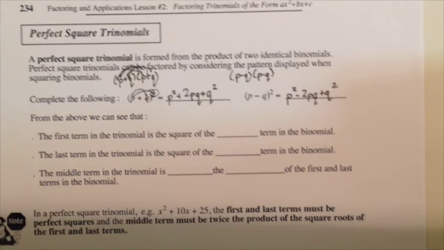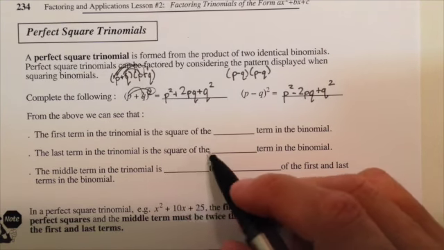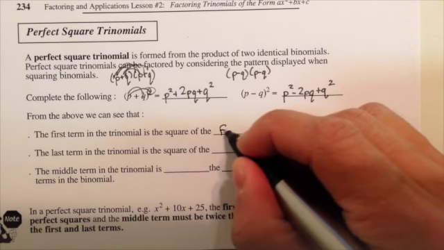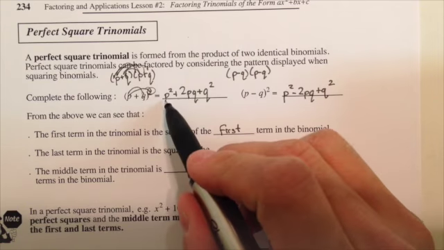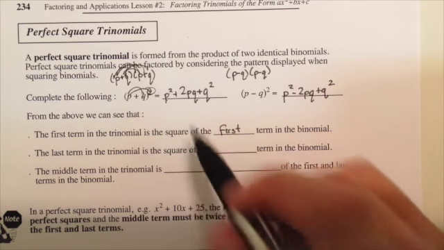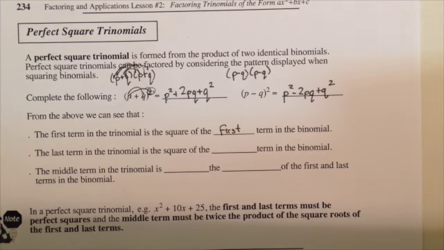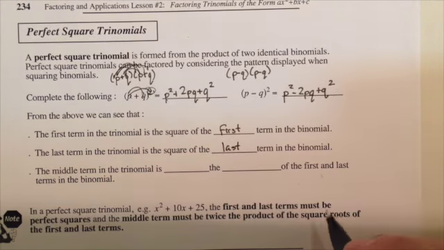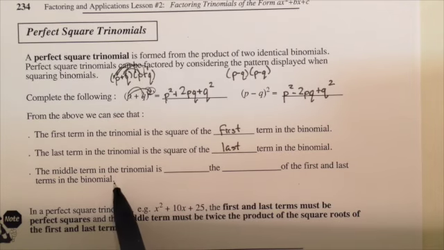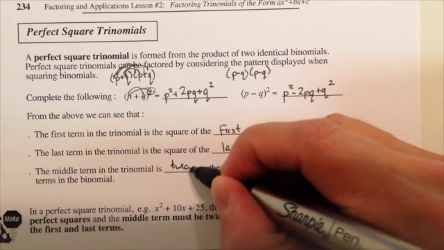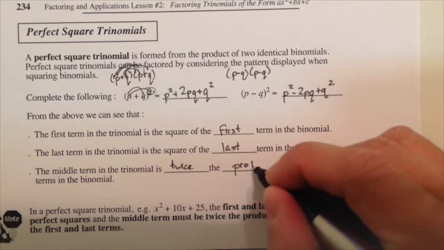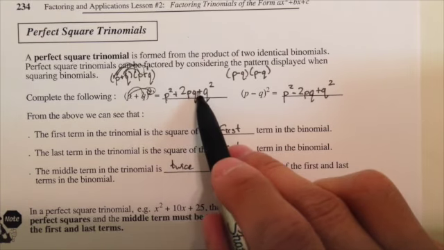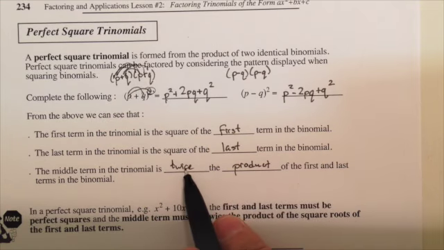Okay, so from the above we can see that the first term in the trinomial is the square of the first term in the binomial. So p squared is the first term in both of them, and it's the square of the term in the binomial. The last term in the trinomial is the square of the last term in the binomial, and so that's where we got the q squared from. The middle term in the trinomial is twice the product. So the product being p and q, so pq times 2, because it's twice the product of the first and last terms in the binomial.